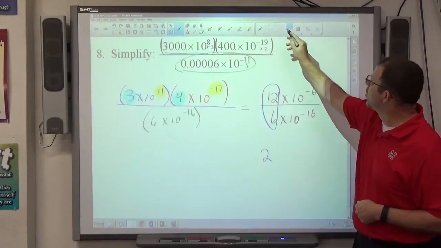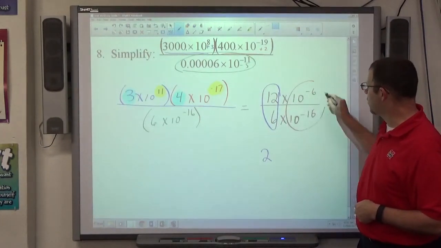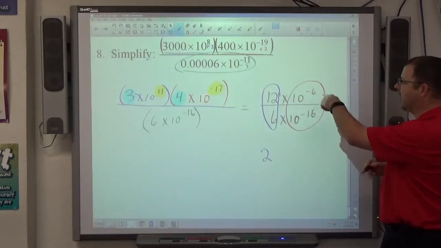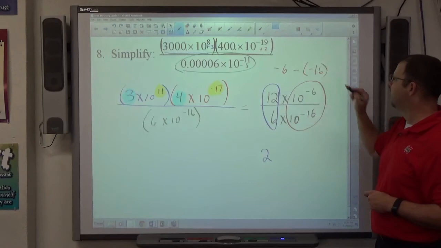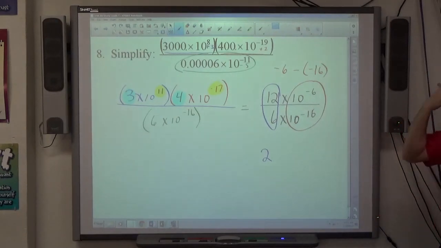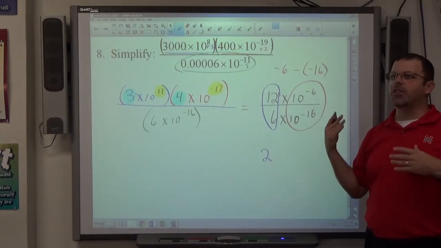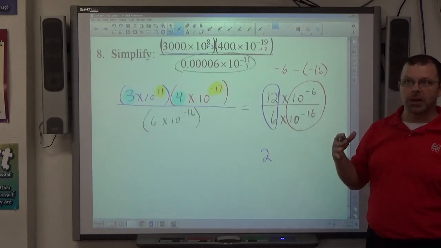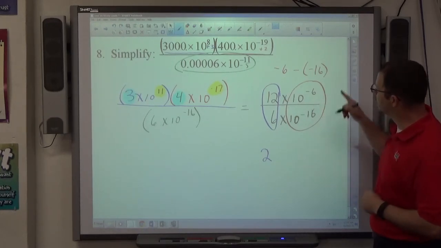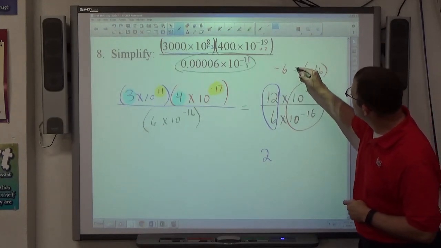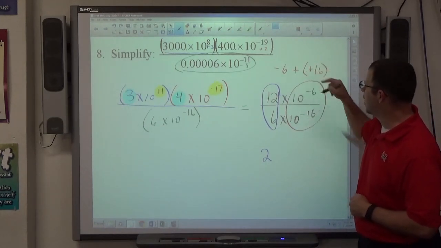The place where most people mess up is right here. It's real simple what we're supposed to do. The rule says you take the top power, which is negative 6, and subtract the bottom power, which is negative 16. That's what the rule says. People hear the word subtract, and then they think subtract, or sometimes add, sometimes subtract. I don't know what I'm supposed to do. So if you can actually visually look at what you're supposed to do, top minus bottom, plus, plus, because minus and minus makes a plus.